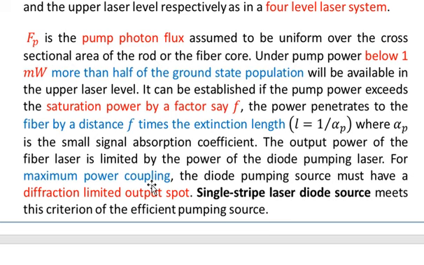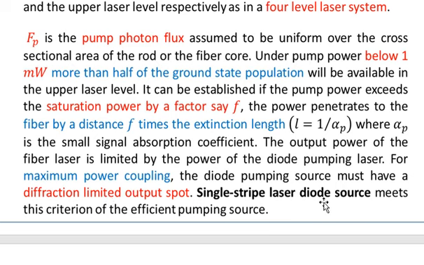For maximum power coupling, the diode pumping source must have a diffraction limited spot size. So if the spot size is diffraction limited, then of course maximum output power can be coupled into the fiber laser. And if we are using a diode laser as the pumping source, and the spot size is not diffraction limited or is not round, then we can use appropriate optics with the output beam from the diode laser in order to make the spot size nearly diffraction limited.